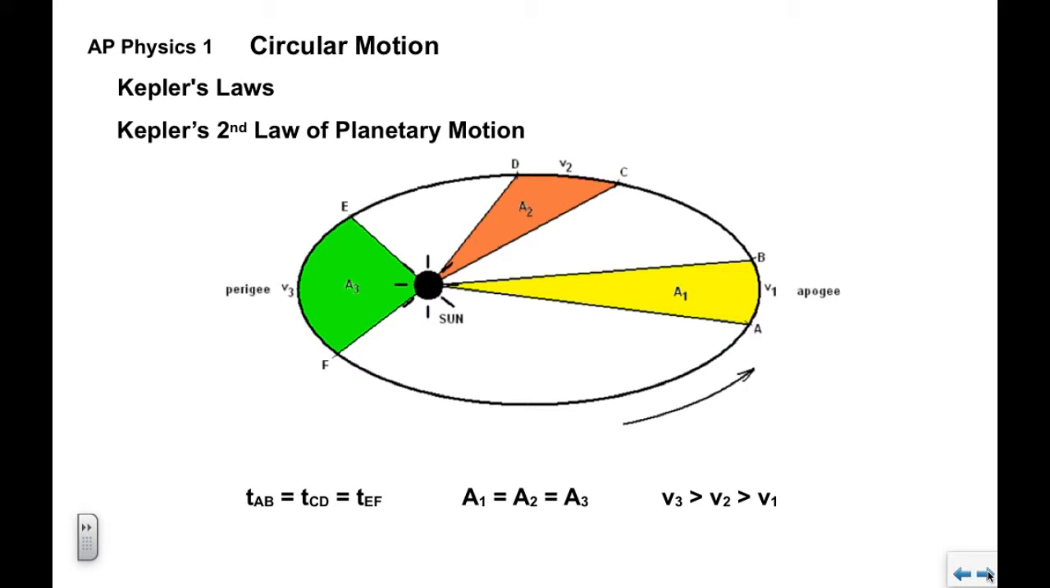So this is in a more mathematical sense. The times are equal, the areas are equal, but the velocity at 3 is faster than the velocity at 2, which is in turn faster than the velocity at 1.